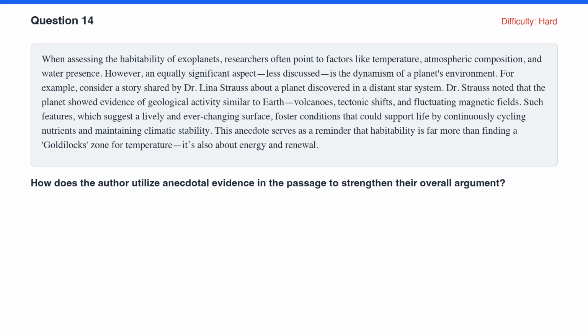Question 14 of 25. Another tough one. This passage is titled On the Habitability of Exoplanets. The passage argues that habitability depends not just on temperature and water, but on a planet's dynamism. The question asks how the author uses anecdotal evidence, specifically Dr. Strauss's story about a distant planet with volcanoes, tectonic shifts, and fluctuating magnetic fields to strengthen this overall argument.